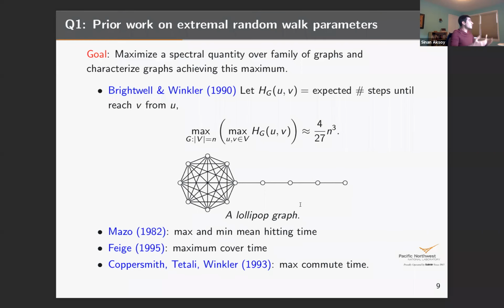And as I mentioned, there's a lot of other work in this area. Mazot looked at the maximum and minimum mean hitting time, for instance. There's work from 1995 on the maximum cover time. The cover time is the amount of time it takes, starting at a node, to hit all other nodes in your graph at least once. And then others have also looked at the maximum commute time, where the commute time is how long it takes to get from A to B and then back to A.